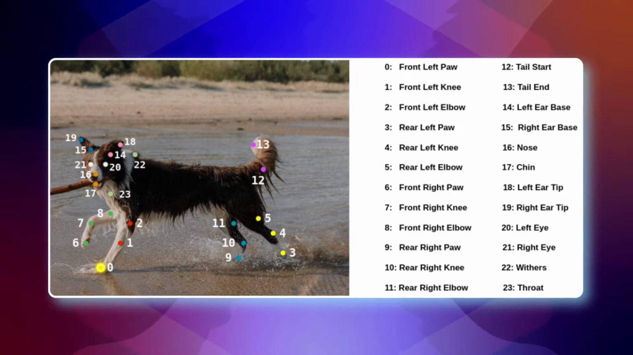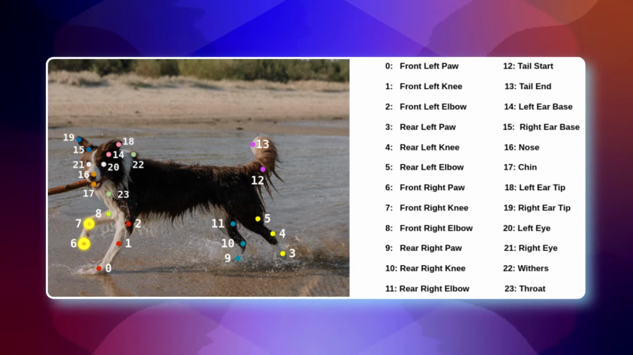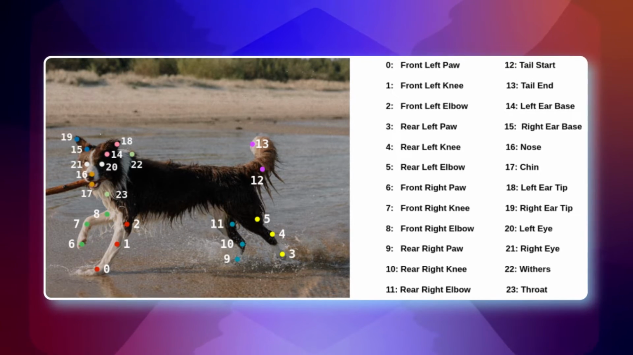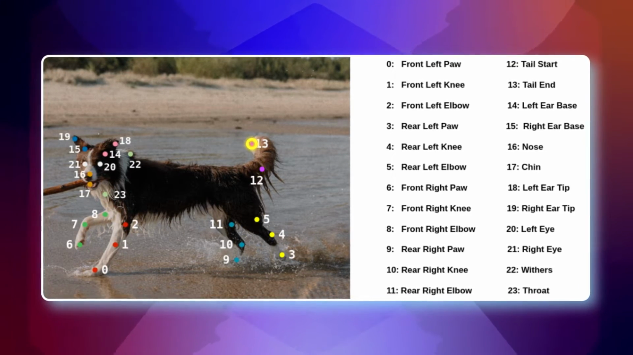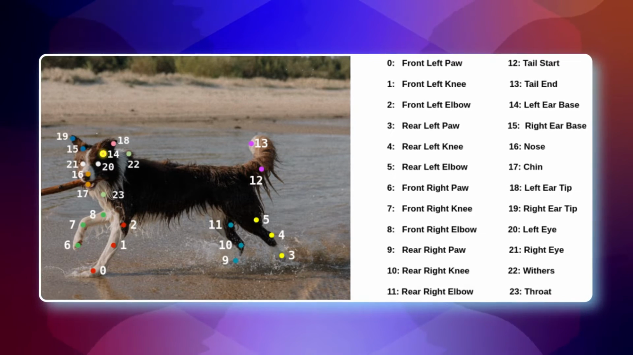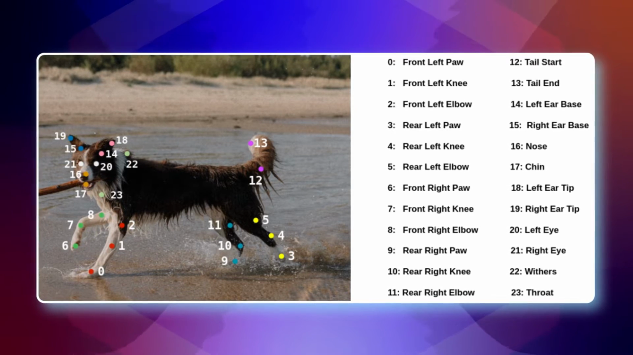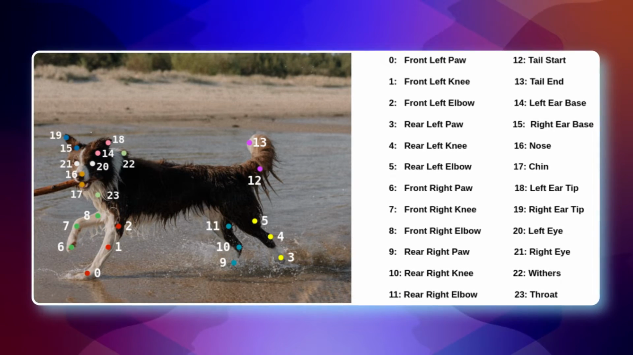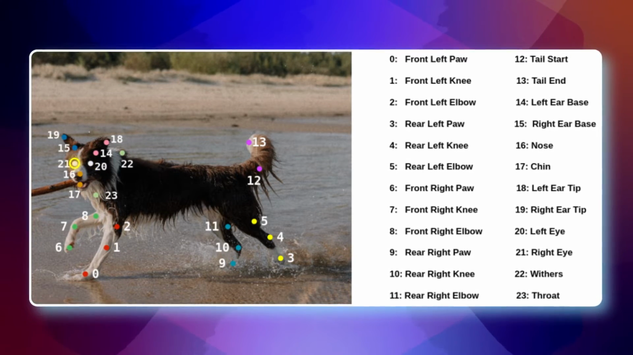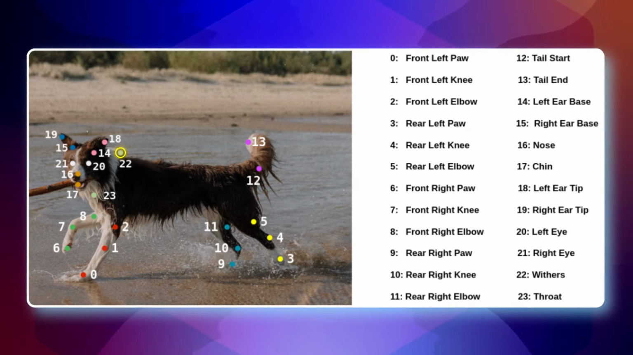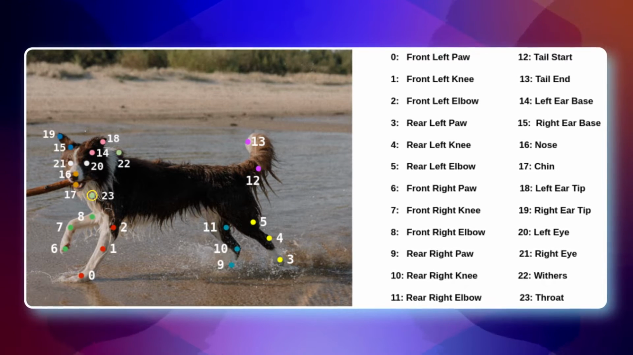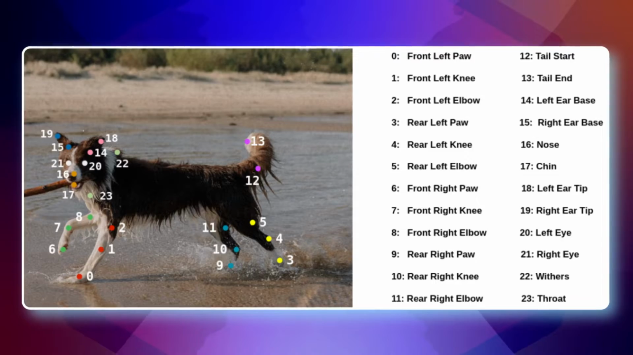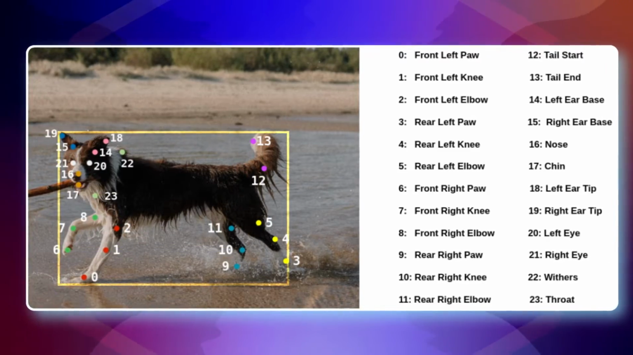3 for each leg, 0, 1, 2, 3, 4, 5, 6, 7, 8, and 9, 10, 11. 2 for the tail, 12 and 13. 2 for each ear, 14, 15, 18, and 19. 1 for the nose, which is 16. 1 for jaw, 17. 1 for each eye, 20 and 21. 1 for withers, 22, and 1 for throat, 23. The dataset also contains the bounding box coordinates of the dog.